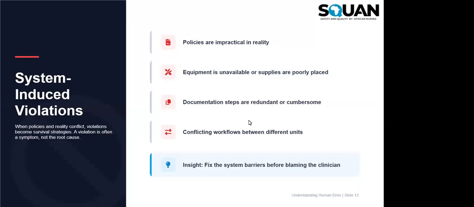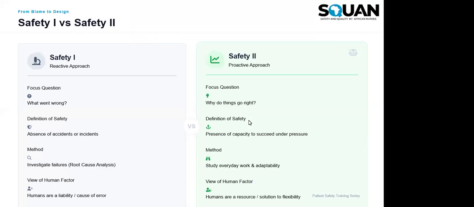There's also conflicting workflows between different units. Hospitals have ICU and different parts of the hospital, and the workflows can clash sometimes. And when they do, there will definitely be system-induced violation. So the insight here is to fix the system barriers before blaming the clinician. Yes, it's easy to point at people that were there when the thing happened. However, we have to always look at the system barriers, the system issues, the system-induced violations before we start pointing fingers at people and sacking them.